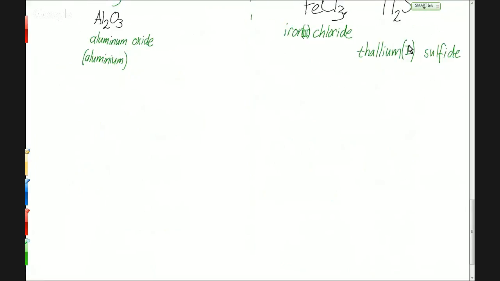Okay. The last part of ionic naming deals with something called polyatomic ions. We're just going to leave that there.